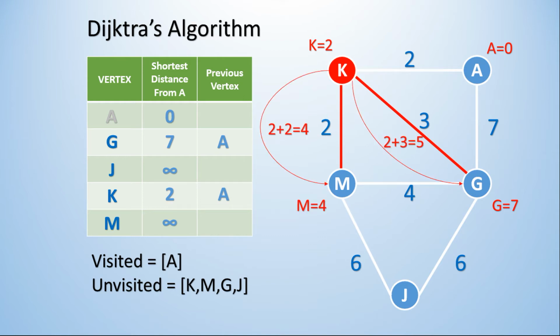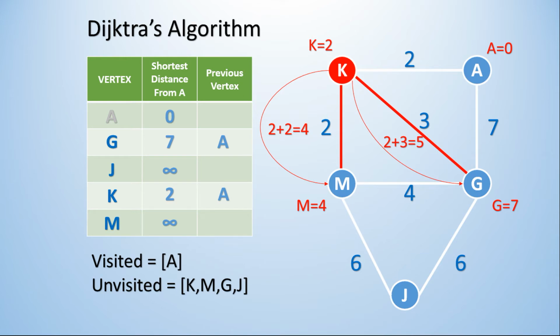The distance from K to G is 2 from A to K plus 3, which equals 5, and from K to M is 2 from A to K plus 2, which equals 4.